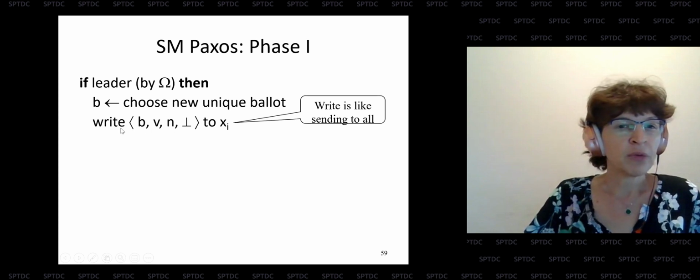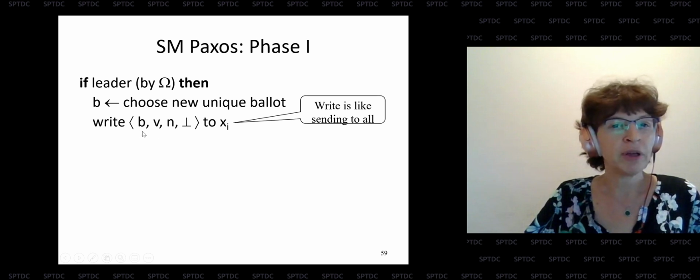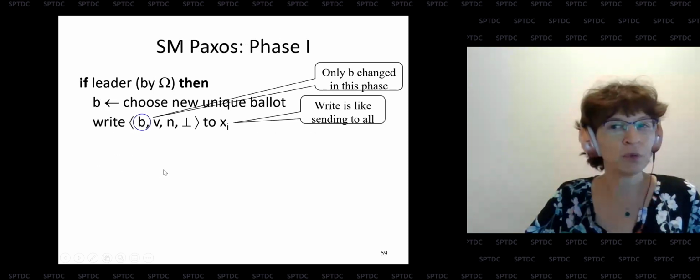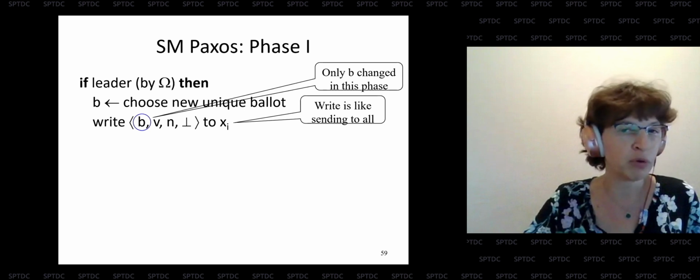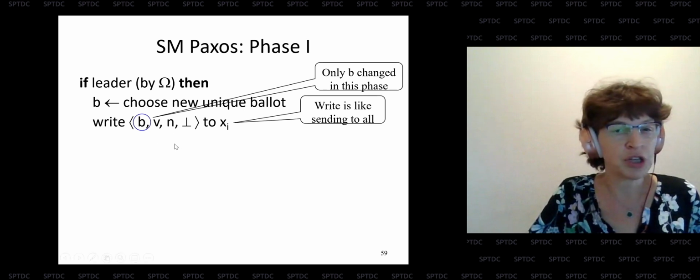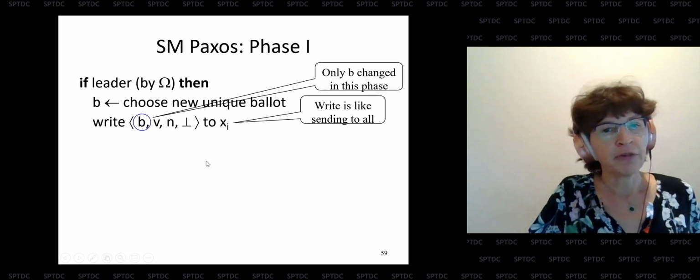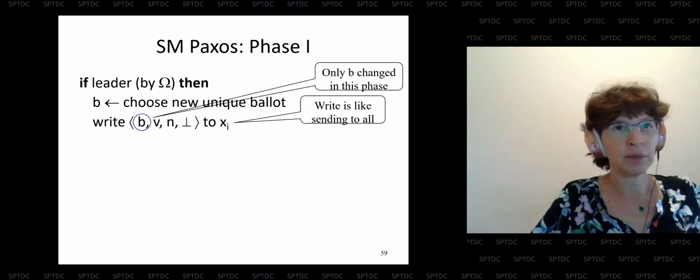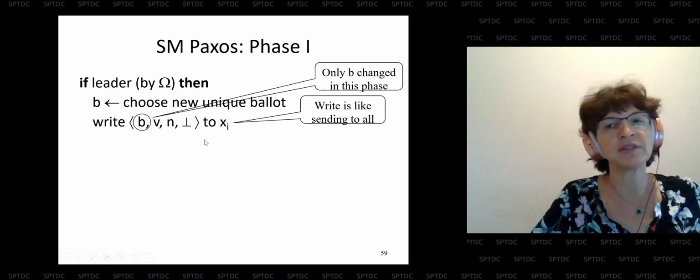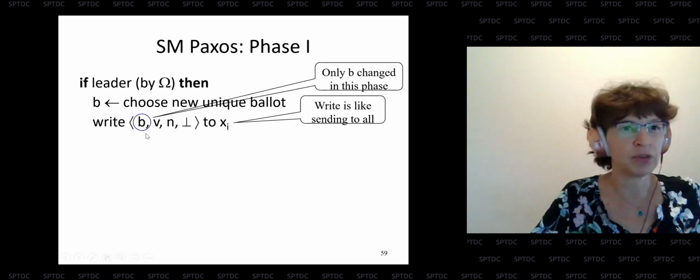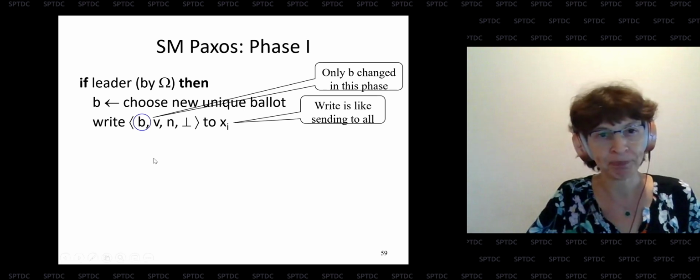So the register has 4 fields, right? The first one is the ballot. That's the field that's changing right now. And then the other fields are unchanged. That's why I said every process has these local copies. So whatever they were before, that's what they stay. The only field that changes in the register right now is the ballot. And for those of you familiar with the Paxos algorithm, in the Paxos algorithm, the leader sends a ballot number to everybody. So here, instead of sending to everybody, we just write it. We're not sending messages, we're writing to shared memory.